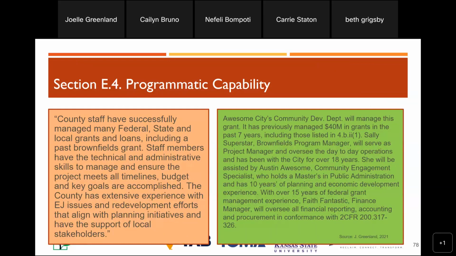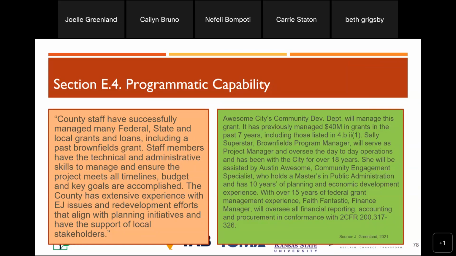Basically, these are just examples of what you might put in. The one on the left is too general, too vague. EPA wants to see something more like the one on the right that has names, years of experience, and what each role is.